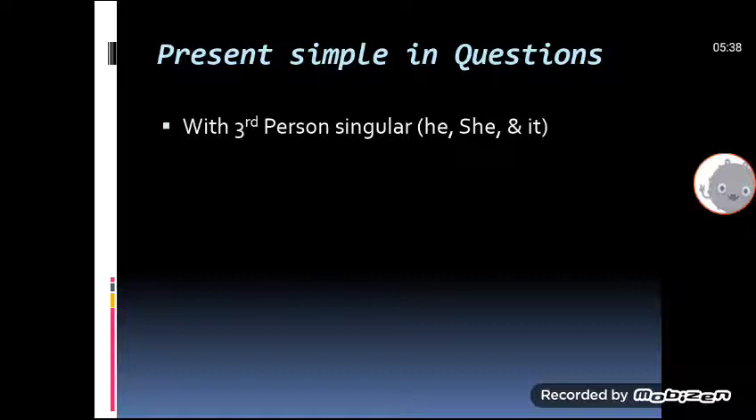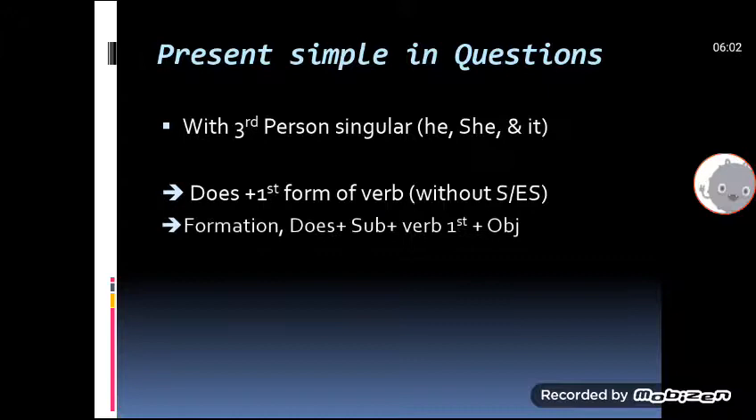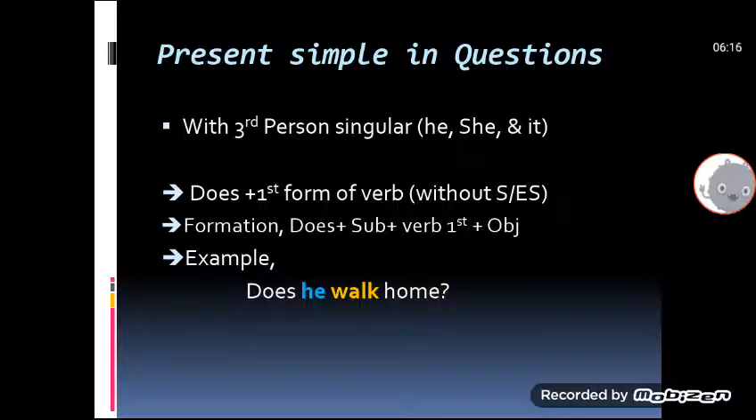Now present simple in question with third person singular. He, she, it or a name, with a singular noun. Clear? So the formation will be does plus first form of verb without s or es. Very important thing: when we use does in interrogative or negative sentences, we use the verb without s or es. So the formation will be does plus subject plus verb first plus object. Now example is, does he walk home?